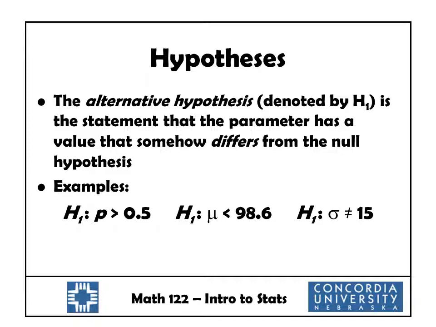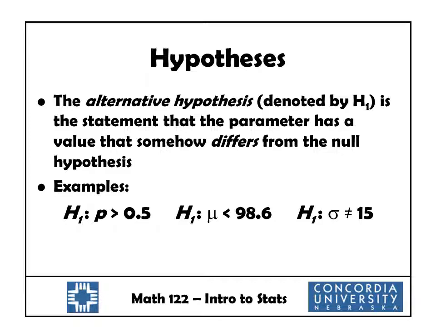So our first alternative hypothesis could be the statement that P, our population proportion, is greater than 0.5. Our second alternative hypothesis could be the statement that mu, our population mean, is less than 98.6. Our third alternative hypothesis could be the statement that sigma, our population standard deviation, does not equal 15. So note what these have in common.